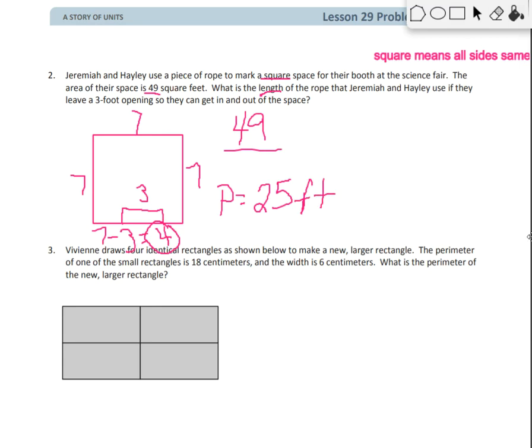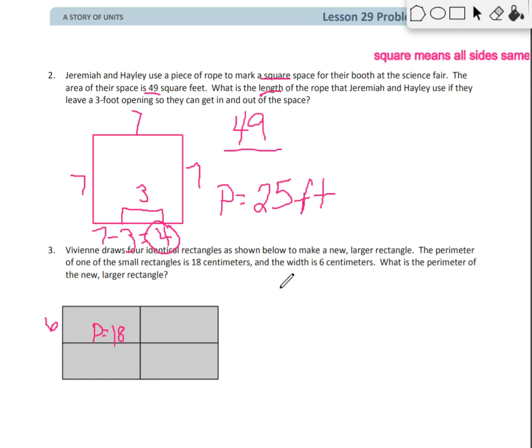Vivianne draws 4 identical rectangles as shown below to make a new, larger rectangle. The perimeter of one of the small rectangles is 18. I'm going to put that inside there just so I don't forget that and I don't have to look back at my problem for the information. The width is 6. What is the perimeter of the new, larger rectangle? So, it is very tempting to go and label all your sides as 6 right now. All of these. Don't do that yet. Let's find what our other side is before we put 6s everywhere. We don't want to have that many numbers on our screen when we're not done.